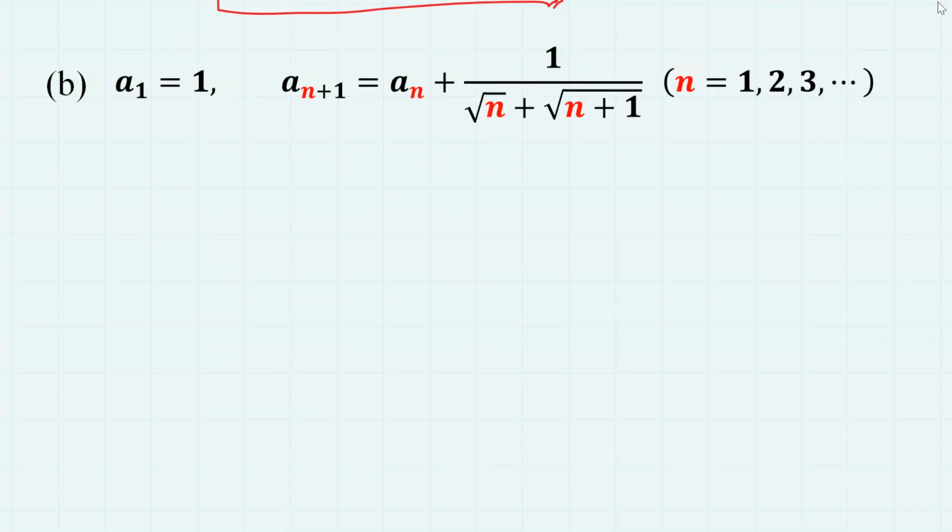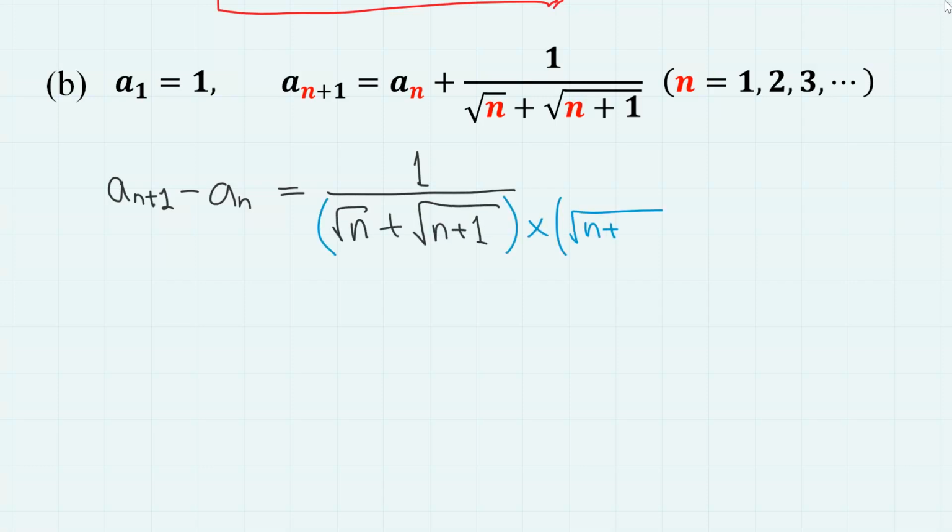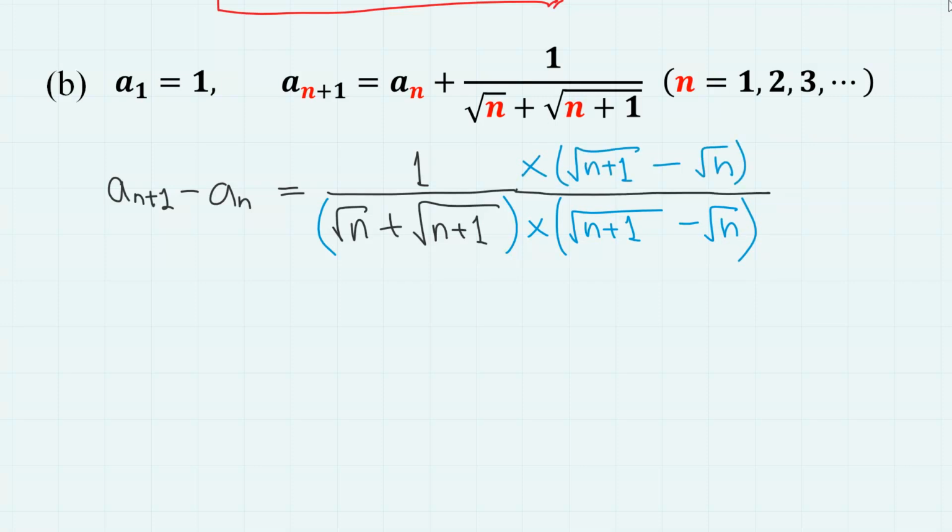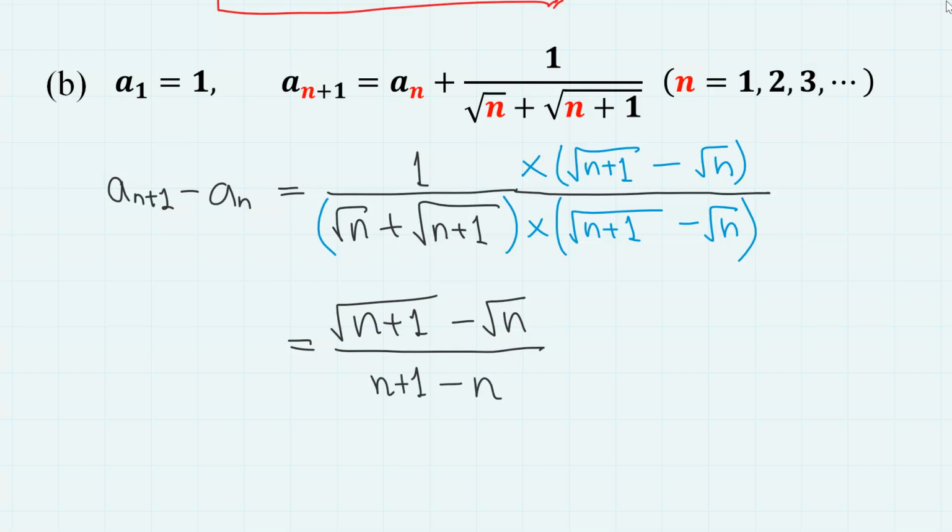For the second problem, we do the same. But first, let us simplify the expression for the difference a(n+1) minus an a little bit, which is 1 over square root of n plus square root of n plus 1. We rationalize the denominator by multiplying square root of n plus 1 minus square root of n on both numerator and denominator. Then, on the numerator, we have square root of n plus 1 minus square root of n, and on the denominator, we simply have n plus 1 minus n. So we simply have square root of n plus 1 minus square root of n.